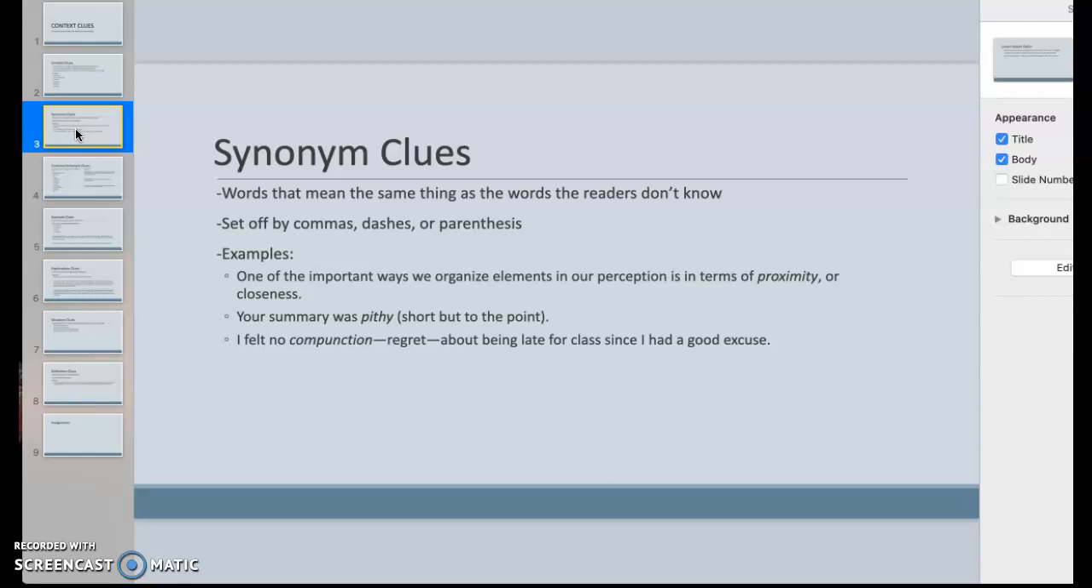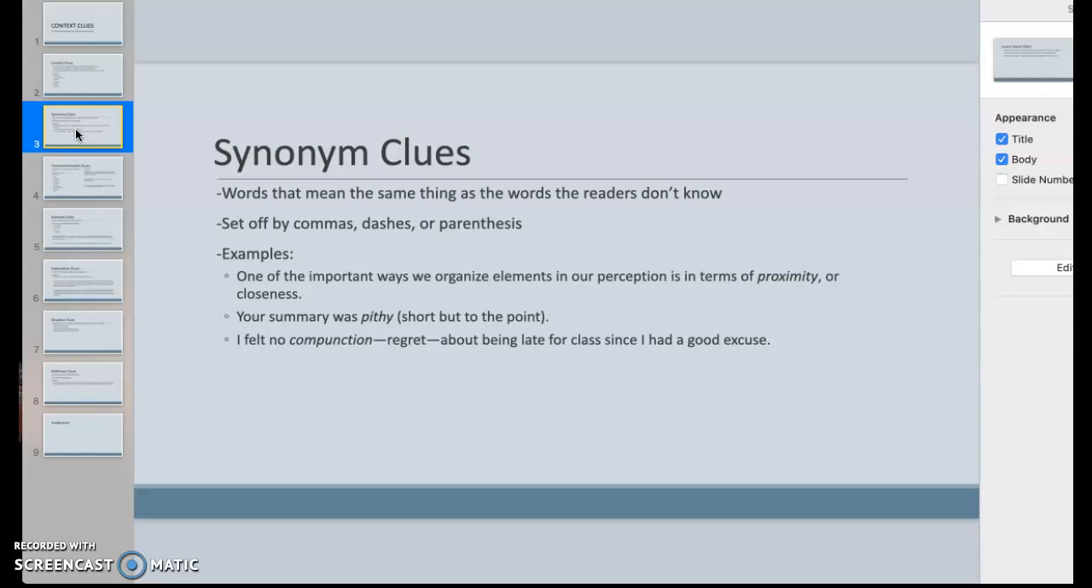So synonyms, if you know the definition of the word synonym, it's a word that has a meaning that's similar to the one that you don't know. For example, if I said timid and shy, those are synonyms because they mean the same thing. So synonyms are words that mean the same thing as the word that the reader doesn't know. And a lot of times these are set off in textbooks anyway by commas, by dashes, or by parentheses.